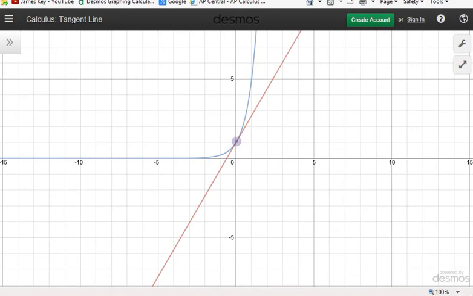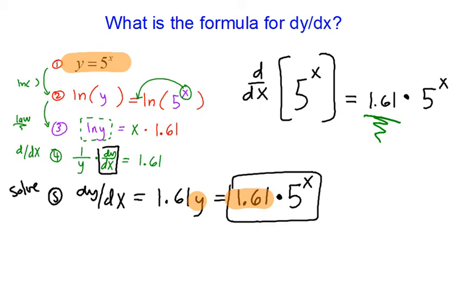For example, if we look at what goes on when x is 1, for e to the x, the rate of change would be e to the 1. Here we would look at 5 to the 1, then we would take 61% more than that, and that would tell us the rate of change. Okay, so now let me just go back and clean things up.